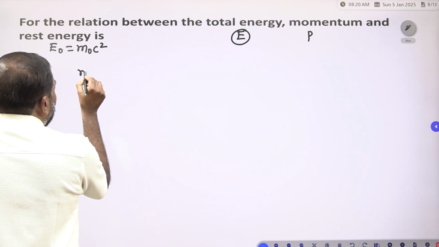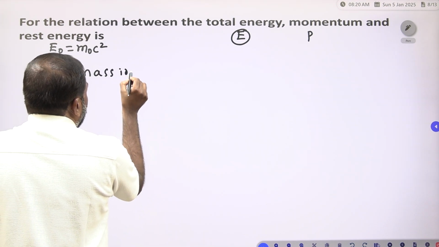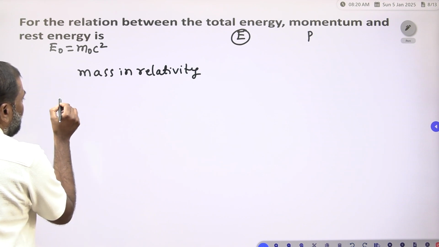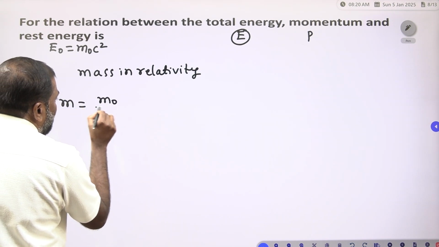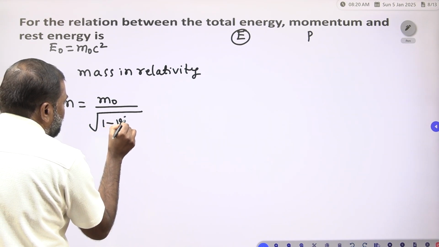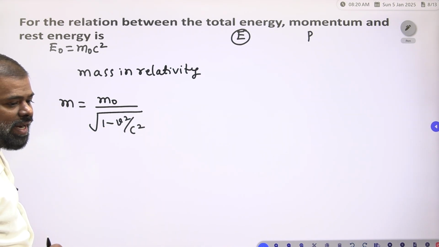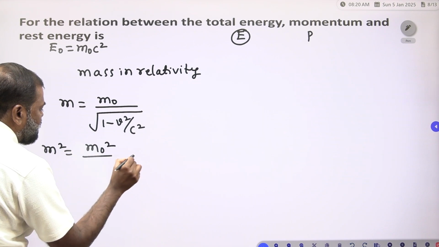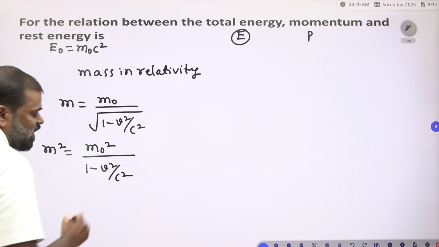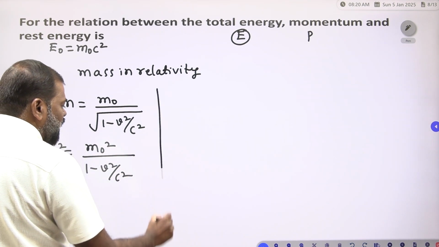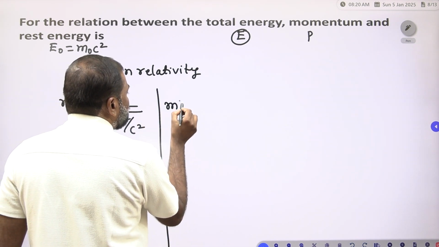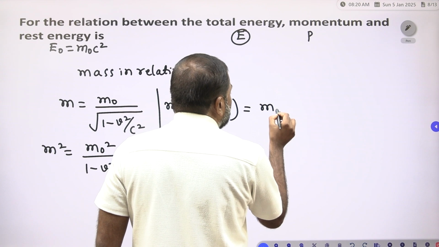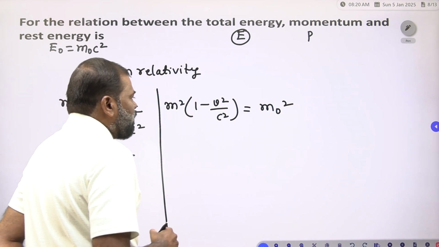Take the mass in relativity equation: m is equal to m naught divided by square root of 1 minus v square by c square. This is the relation between the mass and energy. Now square on both sides. m square is equal to m naught square divided by 1 minus v square by c square. Cross multiply: m square into 1 minus v square by c square is equal to m naught square.